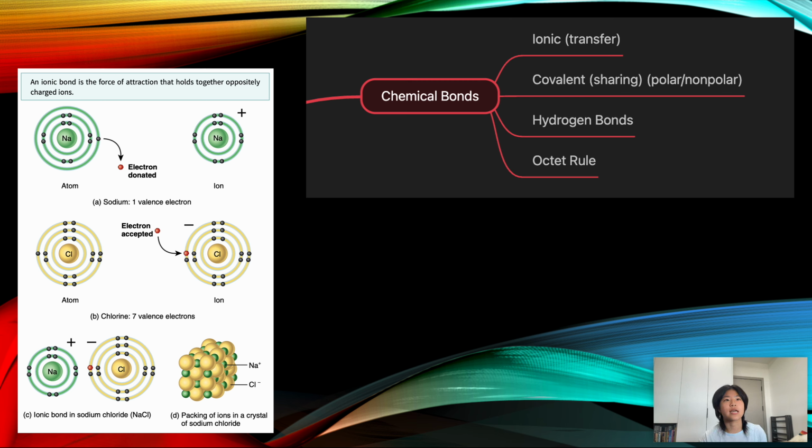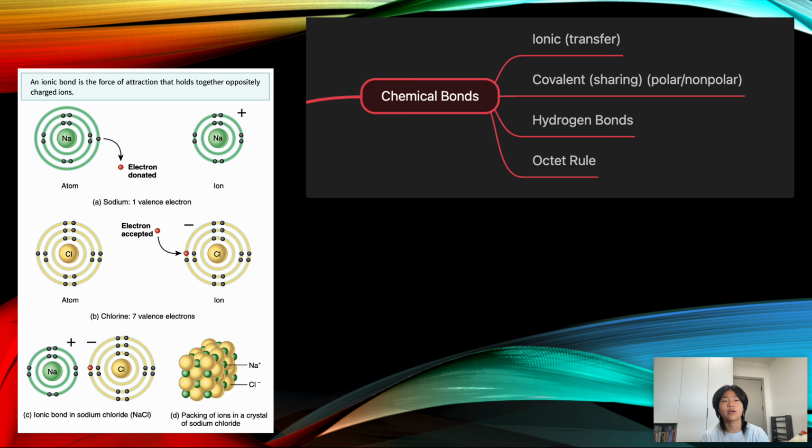It would donate 1 electron, and it would gain a positive charge because now there are more protons than electrons. So now sodium is an ion, and the opposite thing happens with chlorine. We see that chlorine has 7 electrons on its outermost shell, and to satisfy the octet rule, it would want to gain 1 more electron. So it takes the electron that sodium has given out and absorbs it into itself. So it now becomes a negatively charged ion.